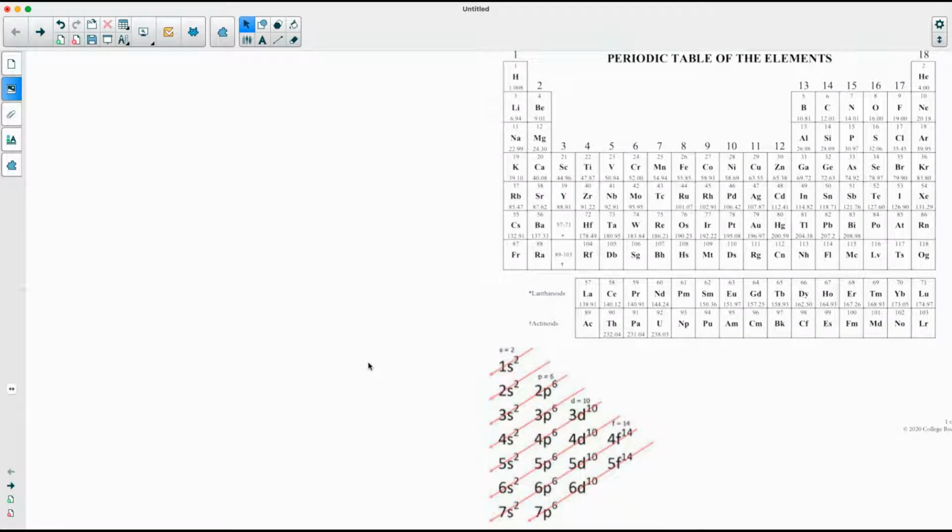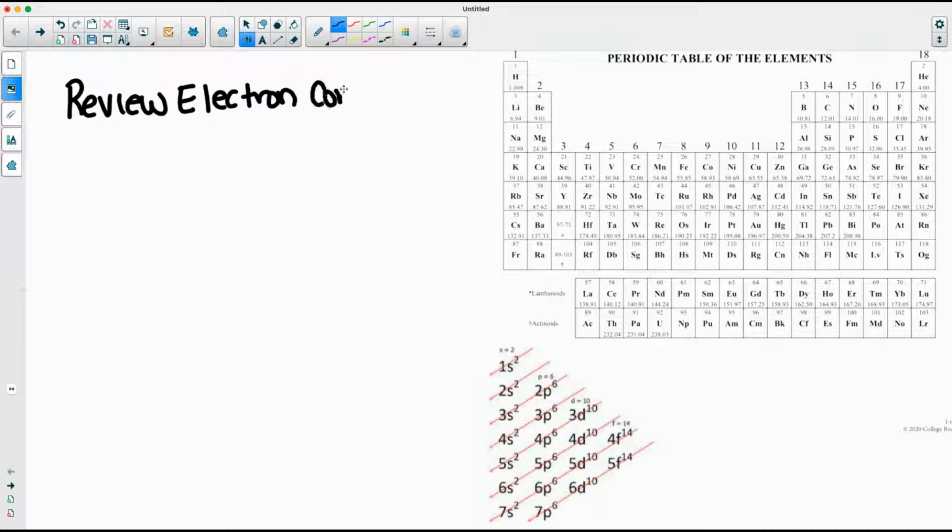Everybody, this is a quick mini video to review electron configuration. We're going to talk about building electron configurations, noble gas electron configurations, orbital diagrams, ions, and a few other things.